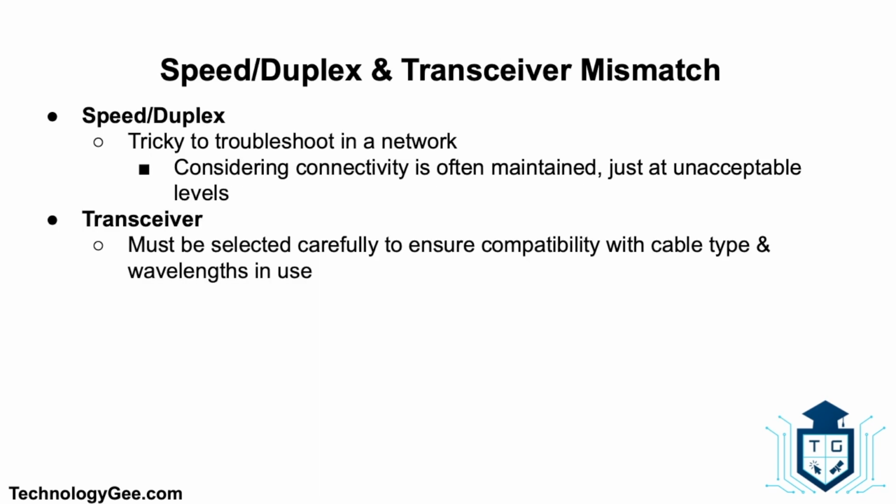Next, we have speed and duplex mismatches. So speed and duplex mismatches can be tricky to troubleshoot in a network, especially considering that connectivity is often maintained just at unacceptable levels. And then you have a transceiver mismatch. Transceivers must be selected carefully to ensure compatibility with the cable type and wavelengths that are in use.